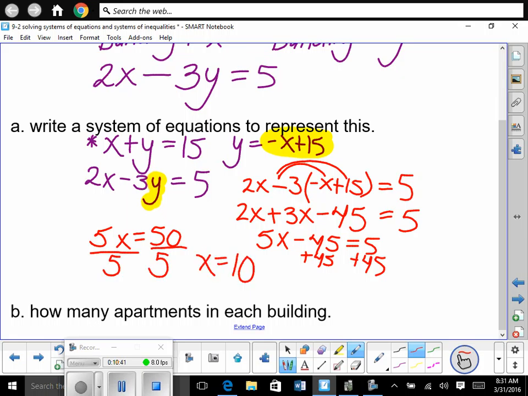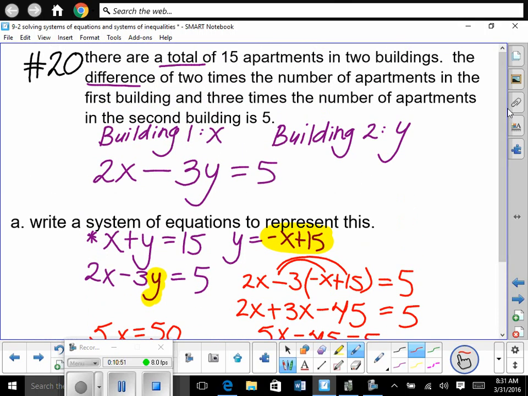So guys, wasn't 10 what we called the first apartment building? So in the first apartment building, there are 10 apartments. So in building 1, there are 10 apartments. So didn't we also know that they add up to be 15? So how many are in building 2? 5. Good. Isn't that the question?